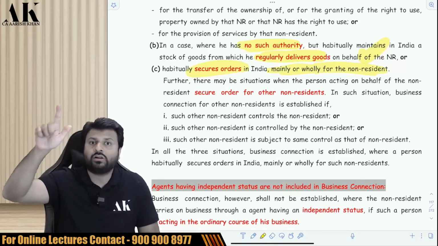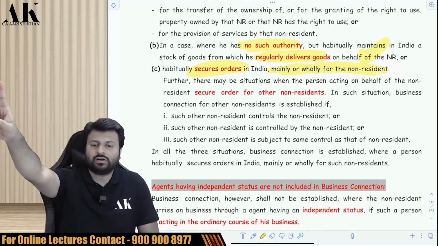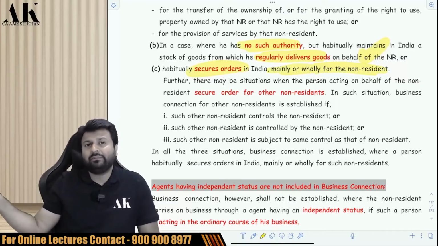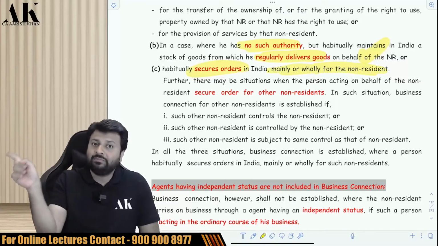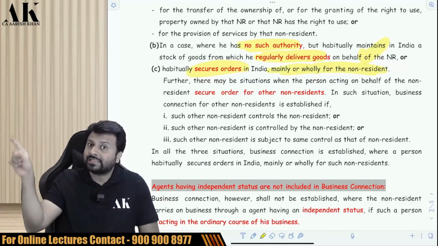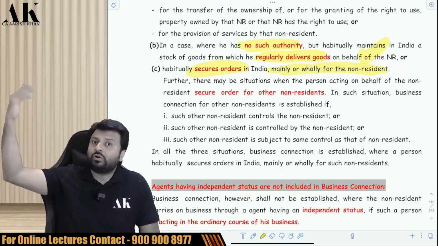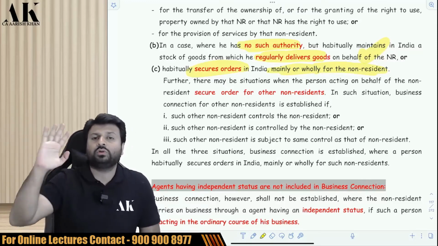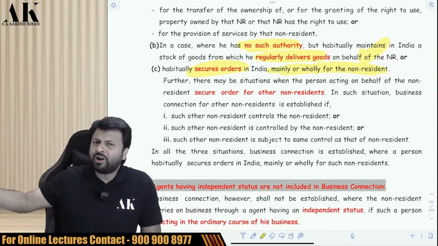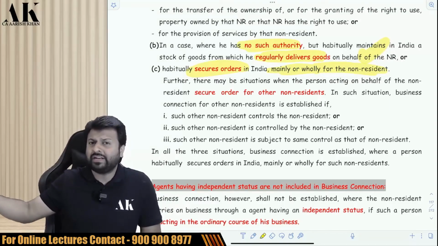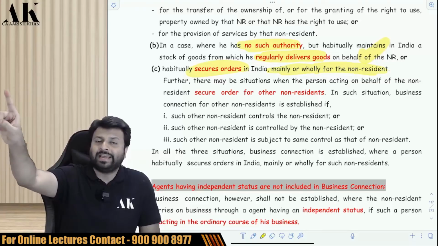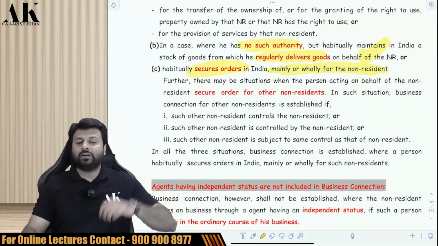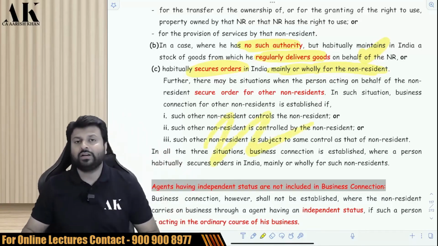Now in that there are a lot of twists also. For Mr. X, I am mainly and wholly doing the activity. But for Mr. Y, I am doing only a little activity, and Mr. Y controls Mr. X, or Mr. X controls Mr. Y, or X or Y is controlled by some other person Z. Then also Y's income will be deemed to accrue or arise in India. Be very careful. I am not mainly or wholly doing activities for Y, but Y is controlled by X, or X is controlled by Y, or both are controlled by a third person Z, then Mr. Y's income will also be deemed to accrue or arise in India. This is what is mentioned here.